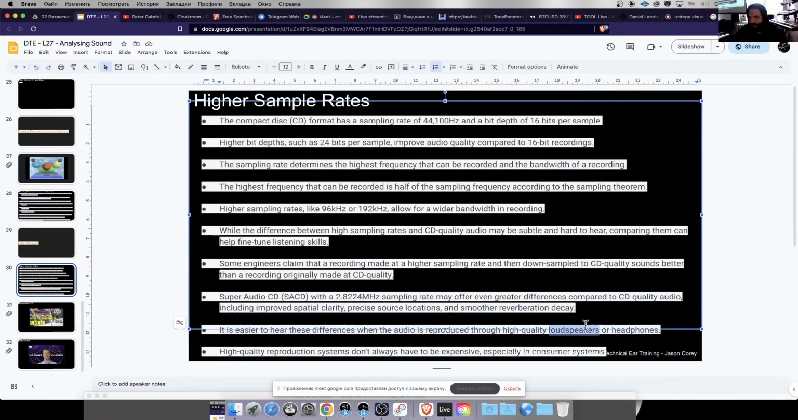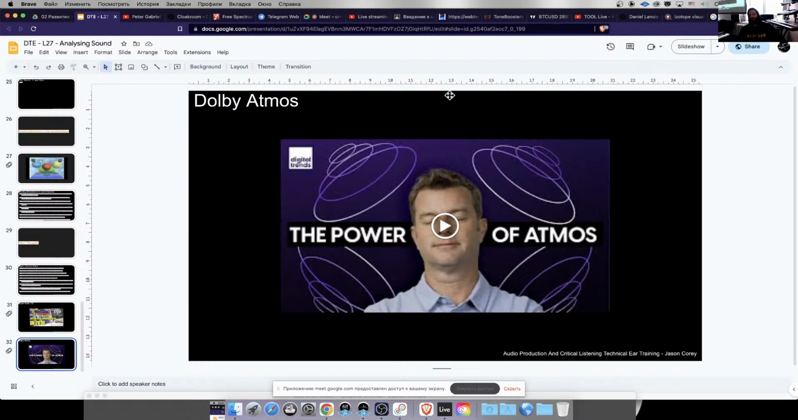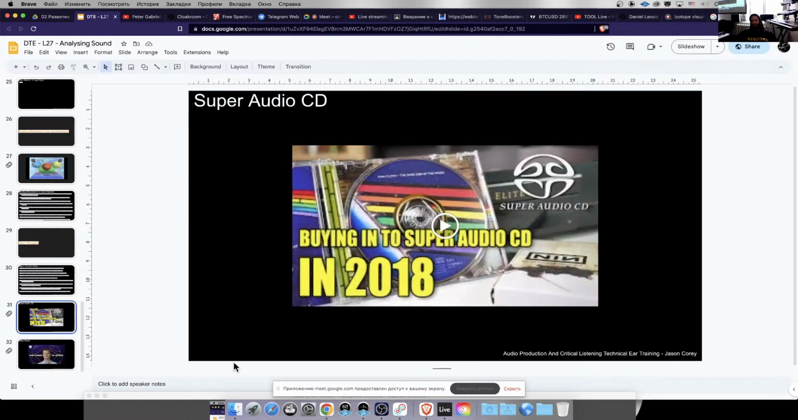So when you hear it through high fidelity loudspeakers, it would be easier to understand those differences. Of course, high quality reproduction systems don't always have to be expensive. I mean, this is so useless. Now, I put here this video, which is a little video about Super Audio CD. And I put as an extra thing some little video about Dolby Atmos and what the hell is that and how does it work and stuff. And this guy says something that I agree with, and this guy too. They both say the same.